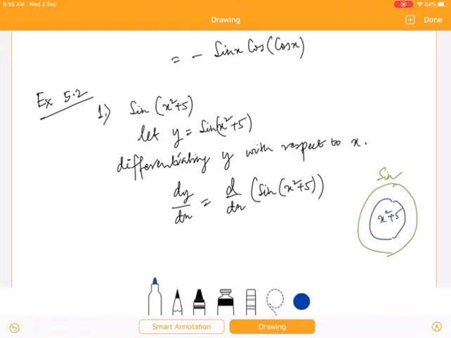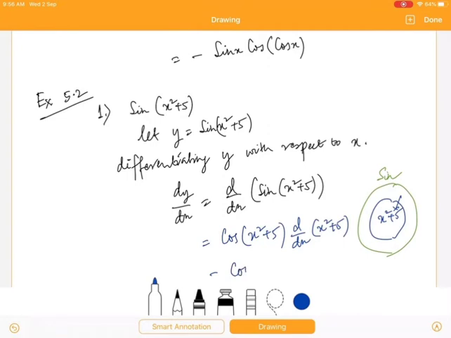Understood? So what is differentiation of sine x? Differentiation of sine x is cos x, but here we are differentiating sine of x square plus 5. So differentiation of sine of x square plus 5 is what? It is cos of x square plus 5. Okay, now we have finished the starter. Now we have to go to the main course. So d dx of x square plus 5, and differentiation of x square plus 5 is 2x.